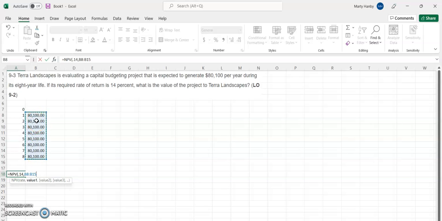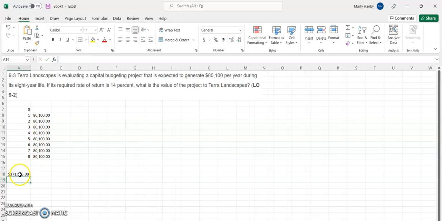So if we were doing an NPV calculation, we would add back the cost, which would be entered as a negative. So here, that's $371,573, the net present value of that cash flow. So that's the value of the project to Terra Landscapes. Terra would not want to invest in the project if the rate of return was less than 14%.